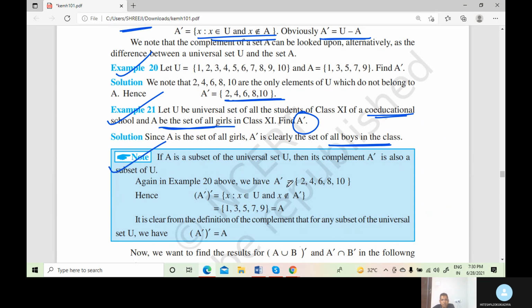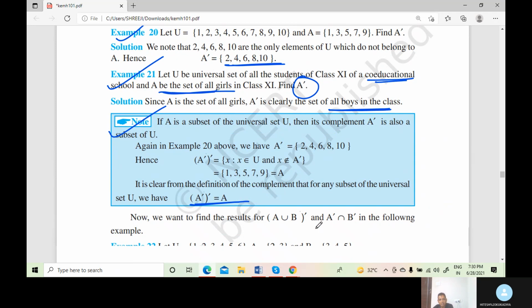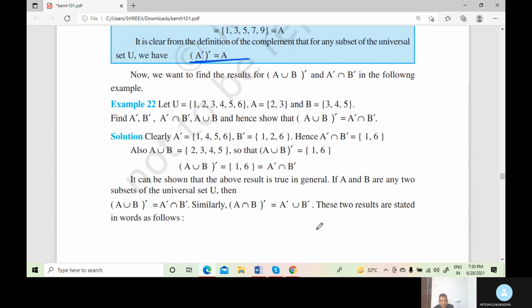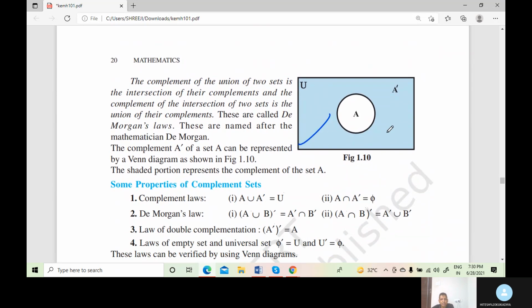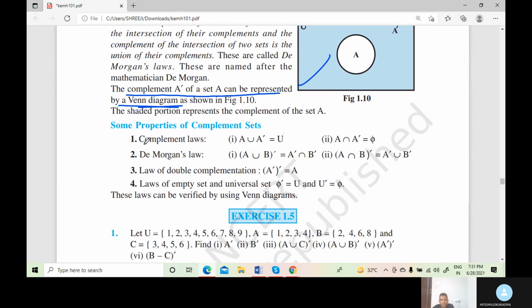Okay, this one is the most important property we have already explained here. Complement of complement is equal to the set itself, right? Okay, now we discuss, look at this Venn diagram. The complement of a set can be represented by a Venn diagram. This is the Venn diagram of A dash. Now look at this property: A union A dash equals the universal set, A intersection A dash equals the null set. Then the third one is already explained, double complementation. And the fourth one, now we discuss.